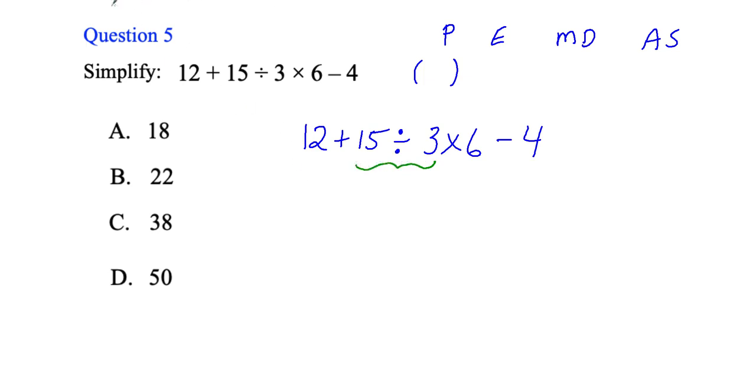Watch how this works. Bring down the 12. Bring down the plus sign. What is 15 divided by 3? That's 5. And then I bring down the times sign, bring down the 6, bring down the minus, bring down the 4. Now I have addition, multiplication, and subtraction. Multiplication always comes before addition and subtraction. Remember, I'm going here from left to right when I read this. So I need to do this next.